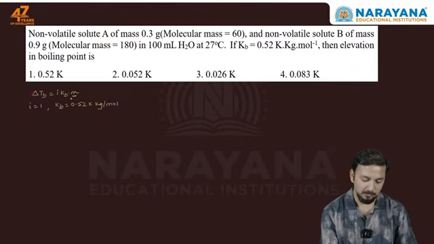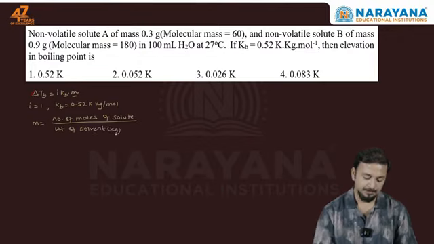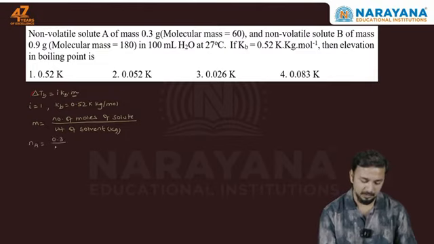So we have to find the molality of this solution. Molality is the number of moles of solute divided by the weight of solvent in kg. Now moles of A, if you calculate, will be given weight upon its molar mass, which is 60, which will be equal to 1 by 200.